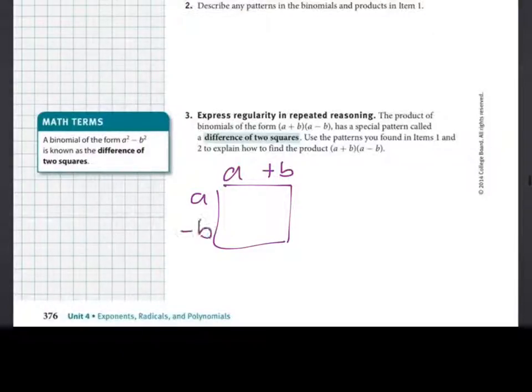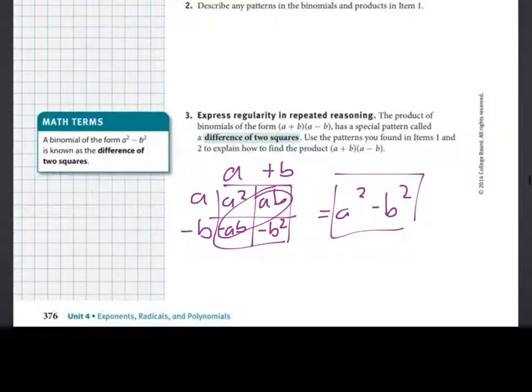So you have a and negative b. If I do this, I'm going to get a squared. I'm going to get ab, and this is going to be negative ab. And the last one's going to be negative b times b, which is negative b squared. These cancel out, just like before. I get a squared minus b squared. Boom. There's your difference of squares formula.